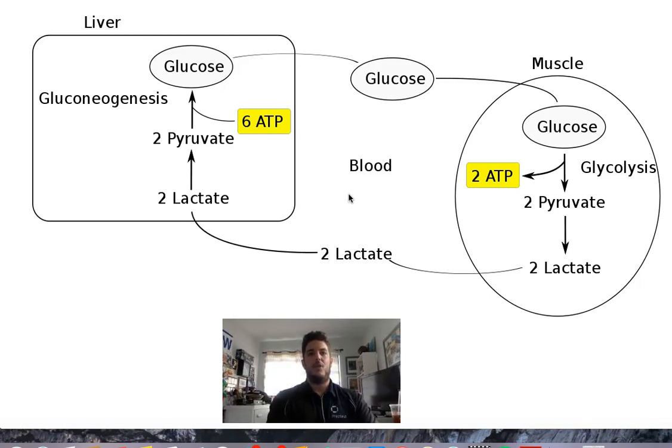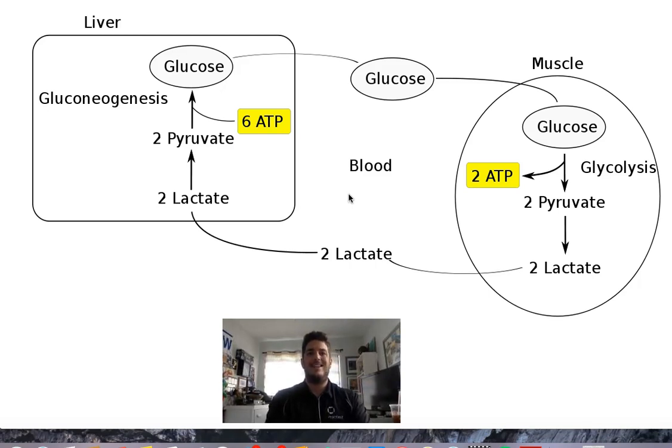Most importantly, fermentation regenerates NAD+, maintaining the NAD+ concentration so that additional glycolysis reactions can occur. The fermentation step oxidizes the NADH produced by glycolysis back to NAD+, transferring 2 electrons from NADH to reduce pyruvate into lactate.